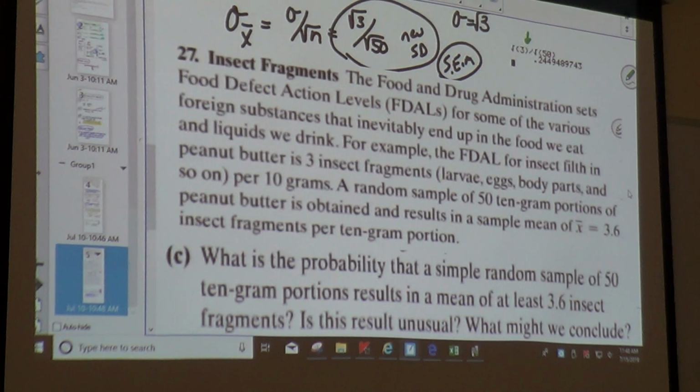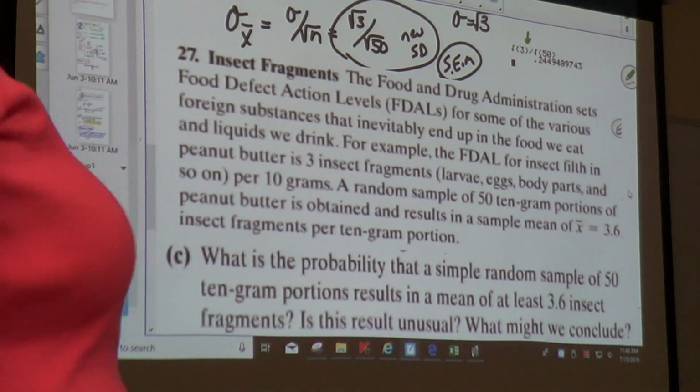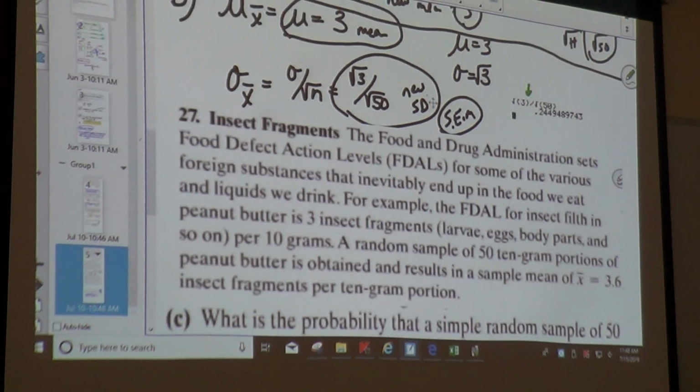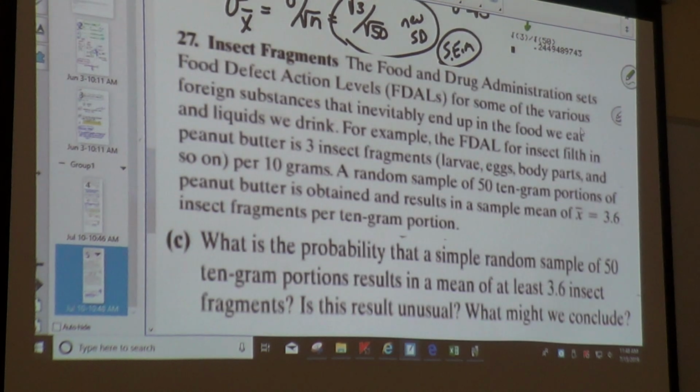At least 3.6. What did we say our mean was in the last problem, James? Draw your picture. That's our mean. Yeah, you got it.